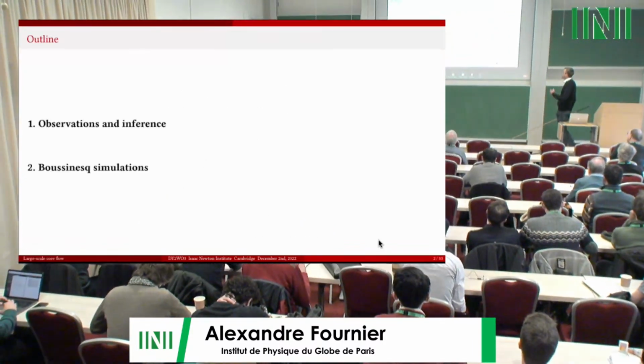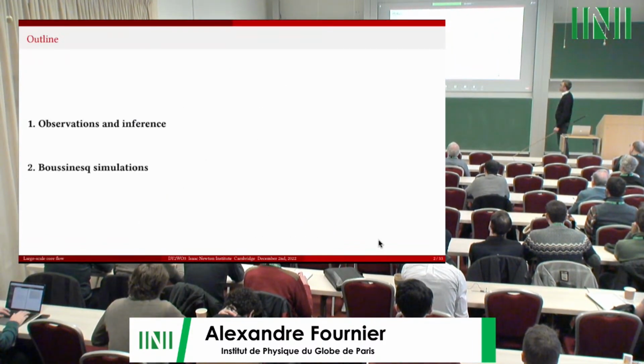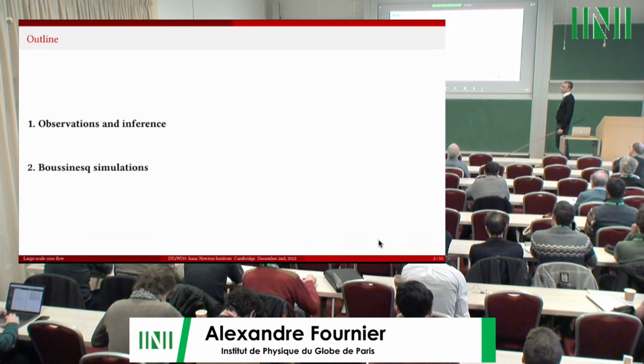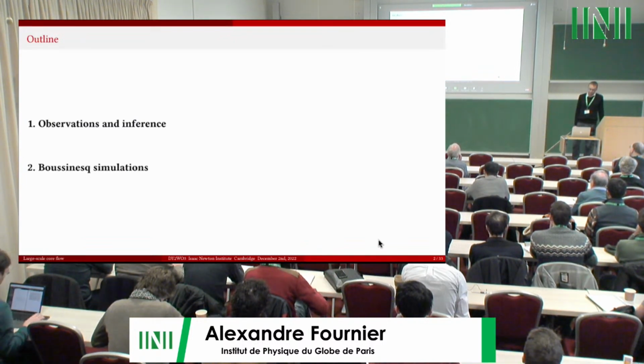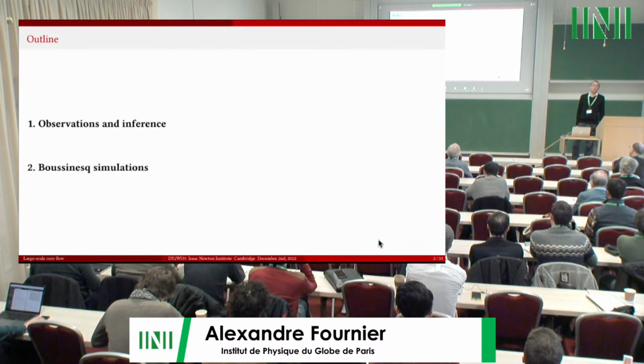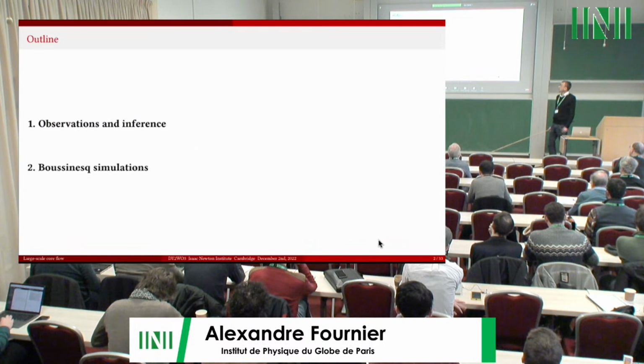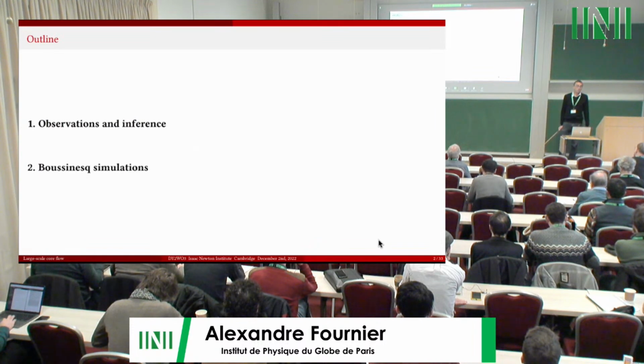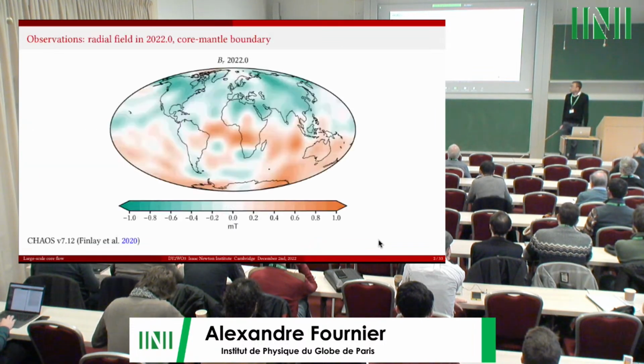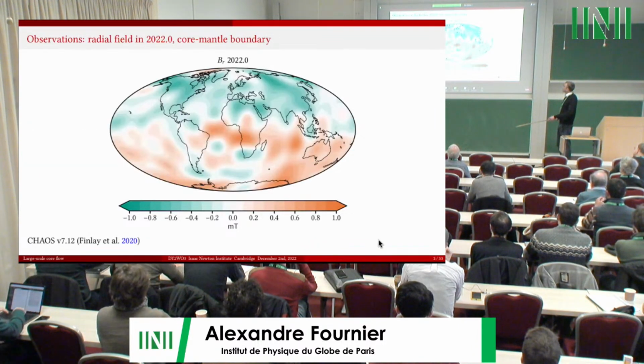So this is a plan of action of my talk. I will begin by describing observations and inference of large-scale core flow and the type of constraints that they place on dynamo models. And in the second part, I will discuss how a few Boussinesq simulations that I picked can meet these constraints. So it all begins at the core-mantle boundary.